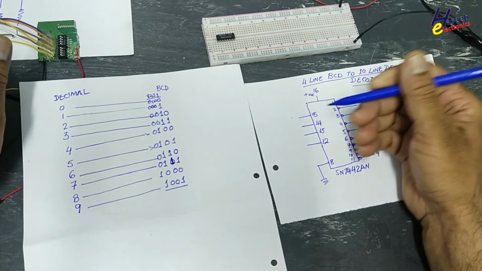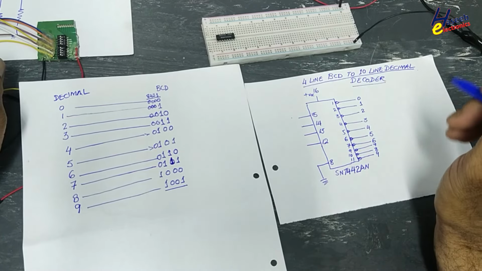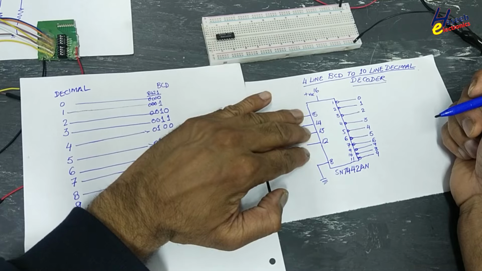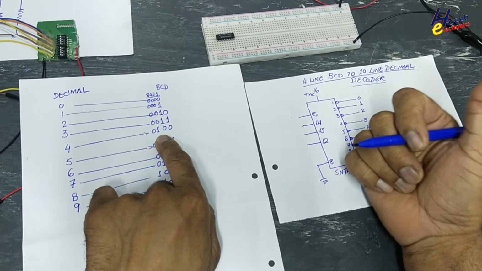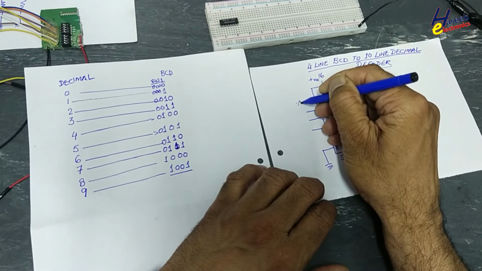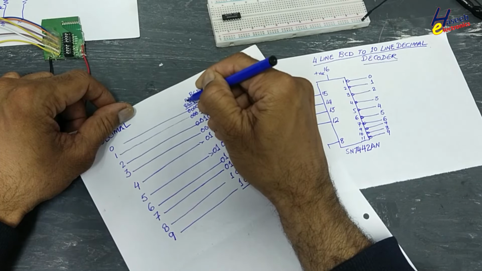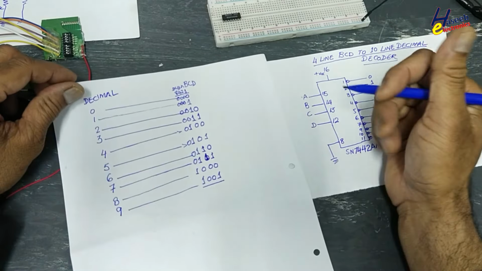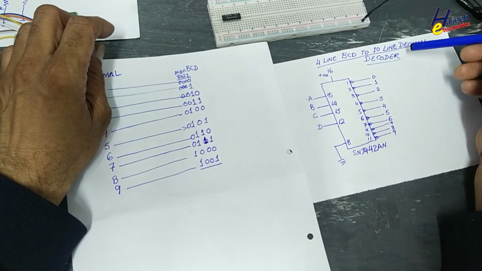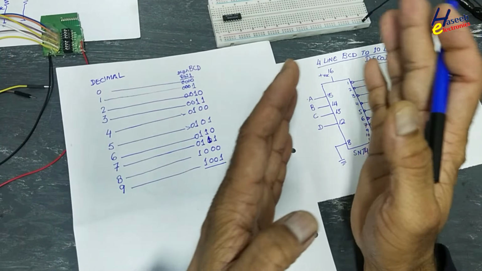When we have 4-line data, these 4 are inputs, pin number 15, 14, 13, 12. Then we have 10 decimal outputs. Here we provide a code, and for that BCD code the respective output will be active. A, B, C, D. So this IC is basically a BCD code to decimal decoder. It is normally used to select different address lines.